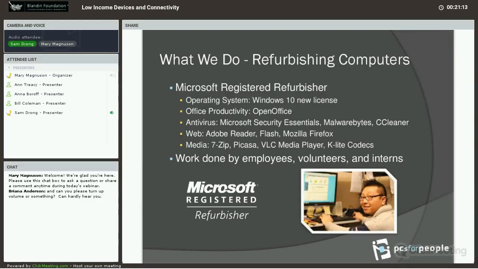The ranging price is determined by the age and the speed of the computer. So the free ones are the oldest ones that we have, but they're still more than capable of going online and helping do basic web surfing and any sort of typing or word processing that would need to be done. They'd be good for homework.